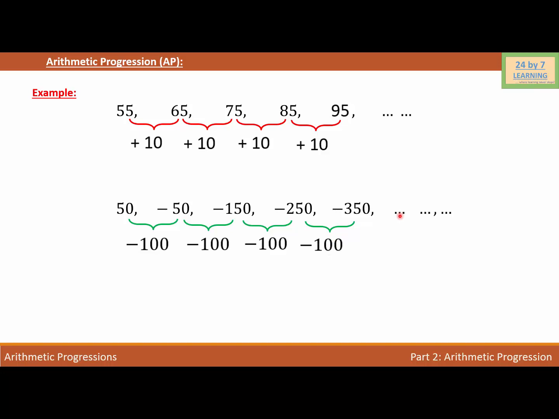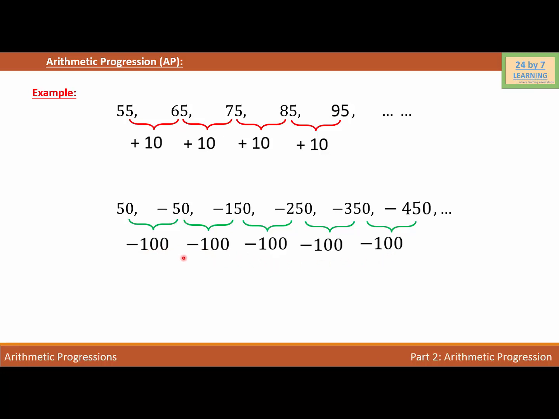So if I have to guess what number I should put after negative 350, what will I do? I will just subtract 100 from this number, and if I do that, I will get negative 350 minus 100, which is negative 450. So the number after negative 350 will be negative 450. If you look at this sequence, you can see the difference between any two consecutive numbers is negative 100. So I can call that difference a common difference.